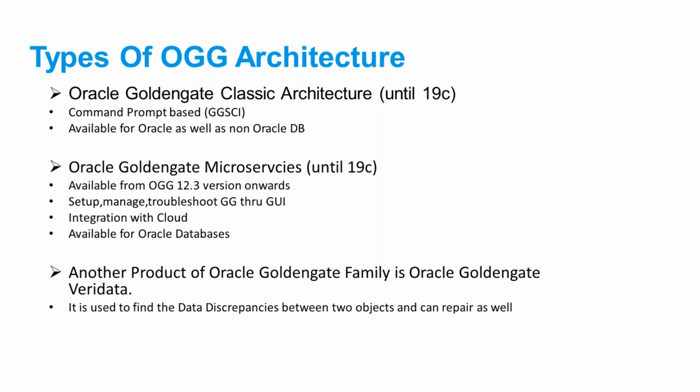Veridata is right now getting very popular due to the cloud migrations going on. What Veridata does is find the data discrepancies between two objects and repair them as well. Say, for example, you want to replicate the data from the department table on source to the department table on target. Now there are 10,000 records on the source database and 9,000 records on the target database. Now there is a discrepancy of 1,000 records, right? Veridata can identify the discrepant records for you and repair those discrepancies as well.